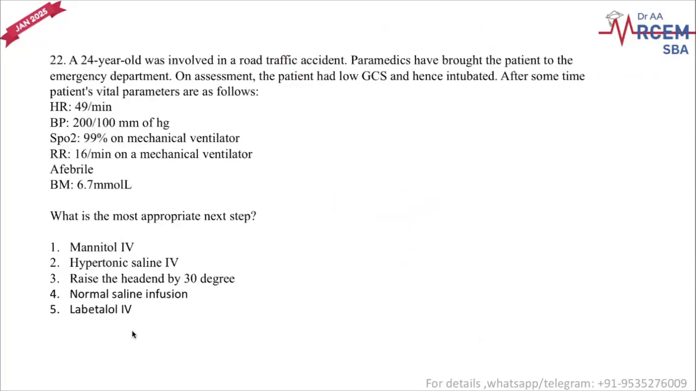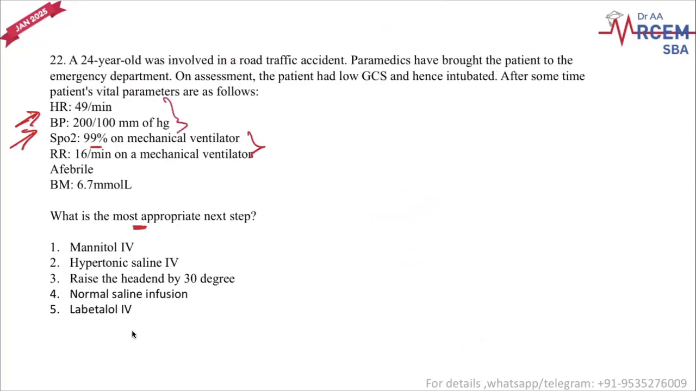A 24-year-old was involved in a road traffic accident. Paramedics have brought the patient to the ED. On assessment, the patient had low GCS and hence was intubated. After some time, vital parameters are as follows. There is bradycardia and hypertension. Along with it, the saturation on the mechanical ventilator is 99, so these two parameters are fine. What is the most appropriate next step?